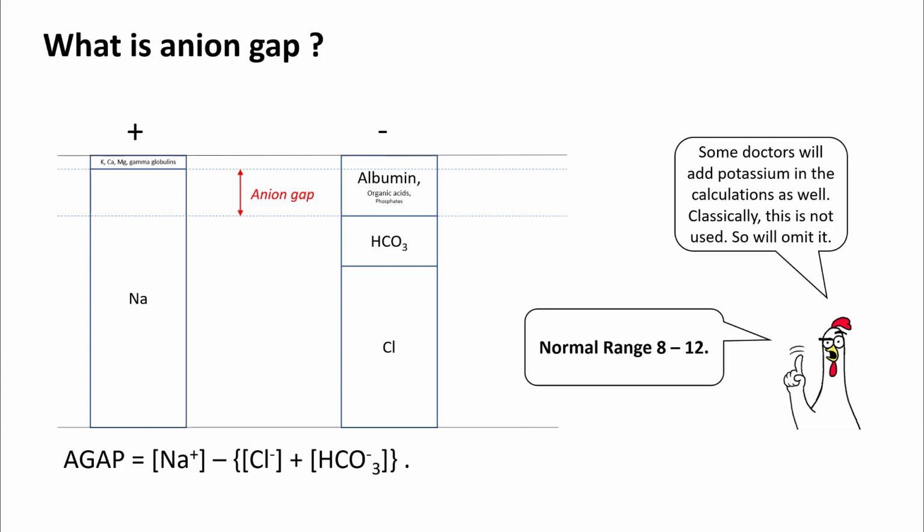Some physicians will add potassium to the mix as well, but classically this has not been used, so we will omit it in our discussion. But if you want to go ahead and use potassium in your equation, the normal range would be 3 to 4 levels higher.